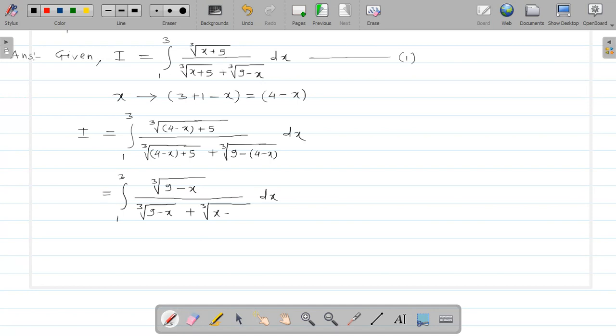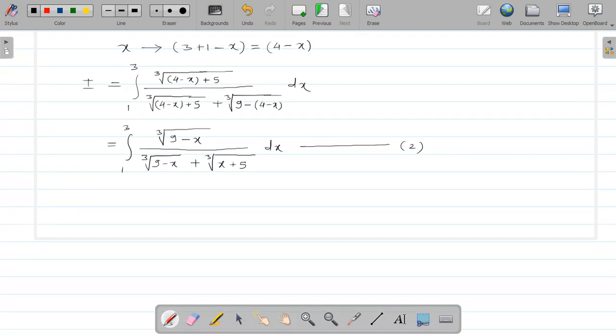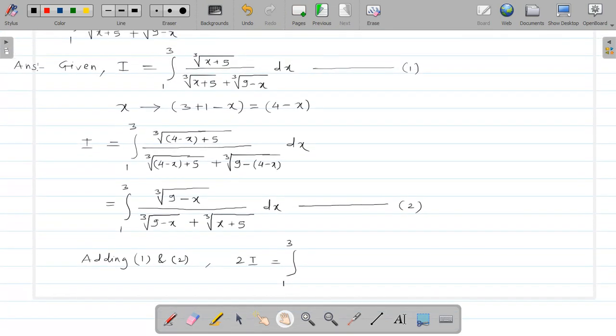So you will get a new integration after changing by using the property. Now if you observe this carefully, again you will get the same format. So adding 1 and 2, I will write here adding 1 and 2, what will you get? Left hand side will be 2I is equal to, and on the right hand side, if you observe both the equations carefully, you see the denominator is the same.